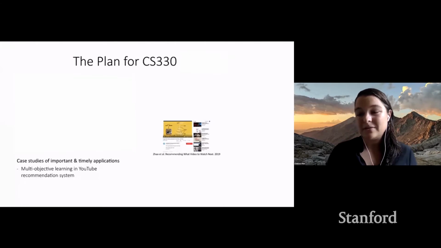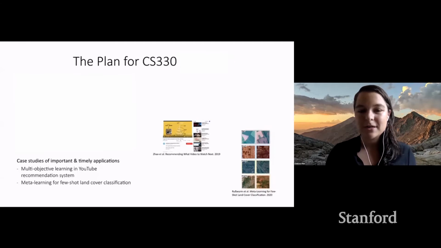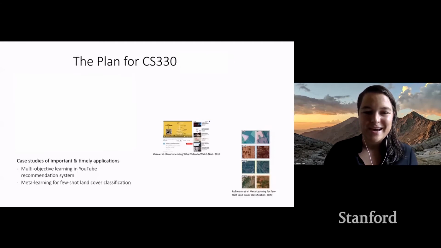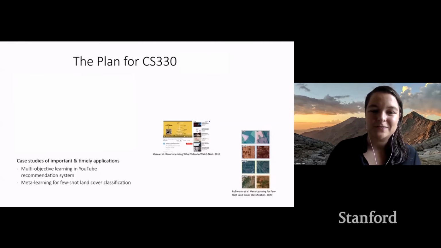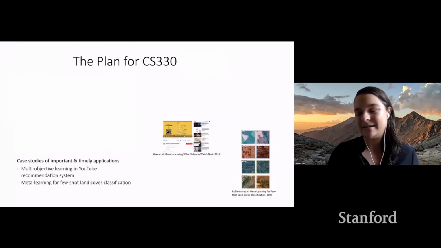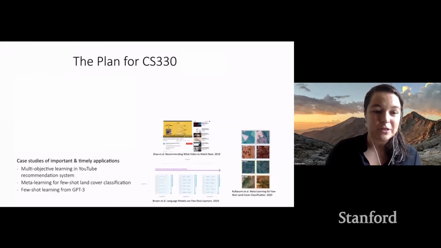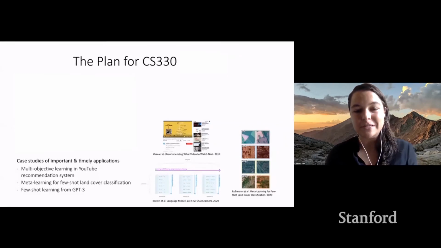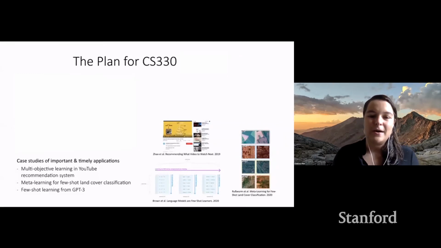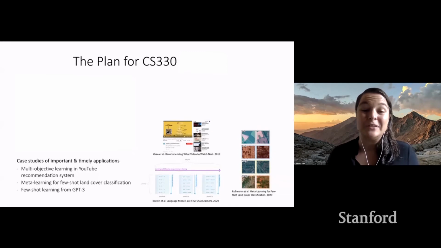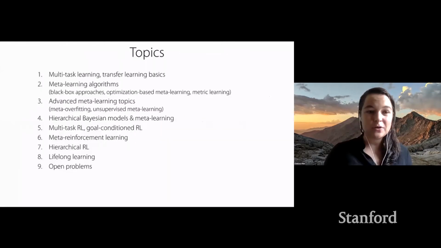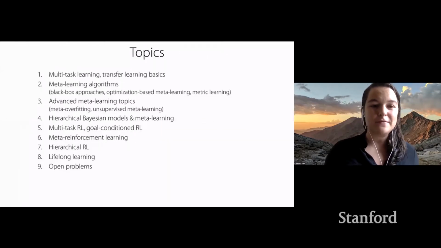We'll also talk about meta learning for few shot land cover classification, which is a relevant application in the context of climate change and so forth. And then we'll also talk about few shot learning in GPT-3, which was a very recent paper that came out and showed what things look like when you really scale meta learning models to large amounts of data and very large models.